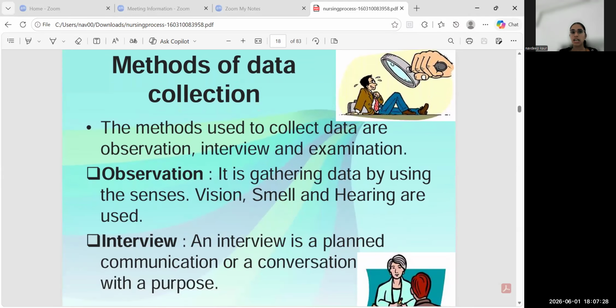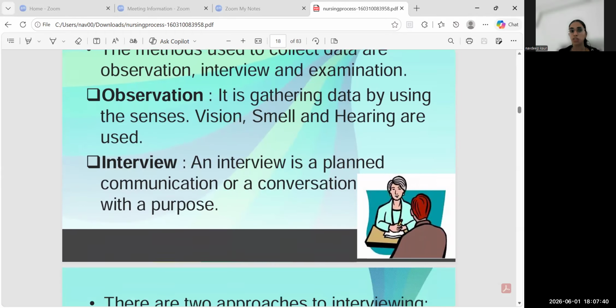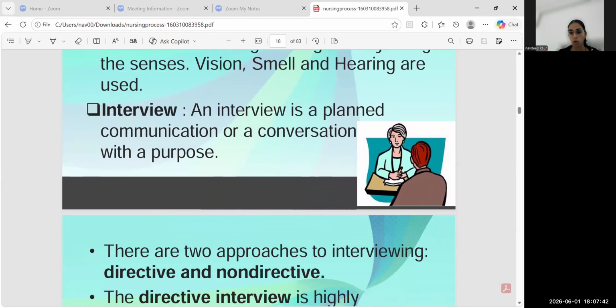And next is the method of data collection. How we collect the data from the patient: by observation, and by observation by look, listen and feel, and by interview with the patient, and by communication with the patient. Patient can tell us the problems.